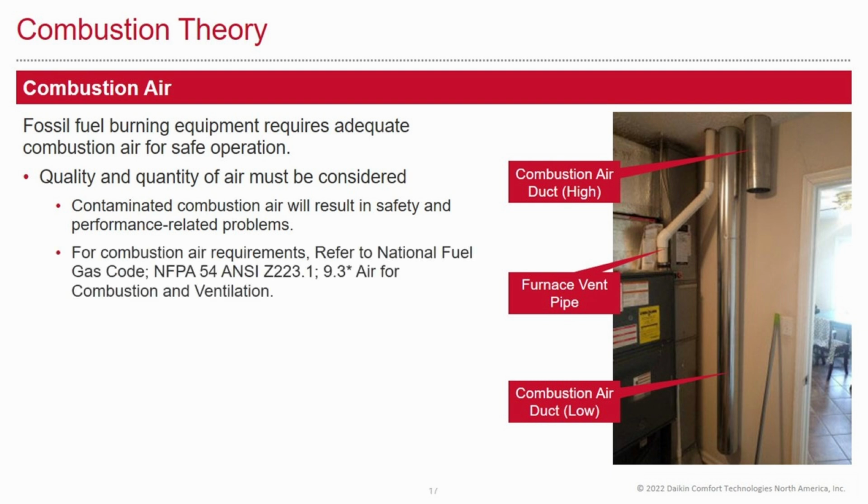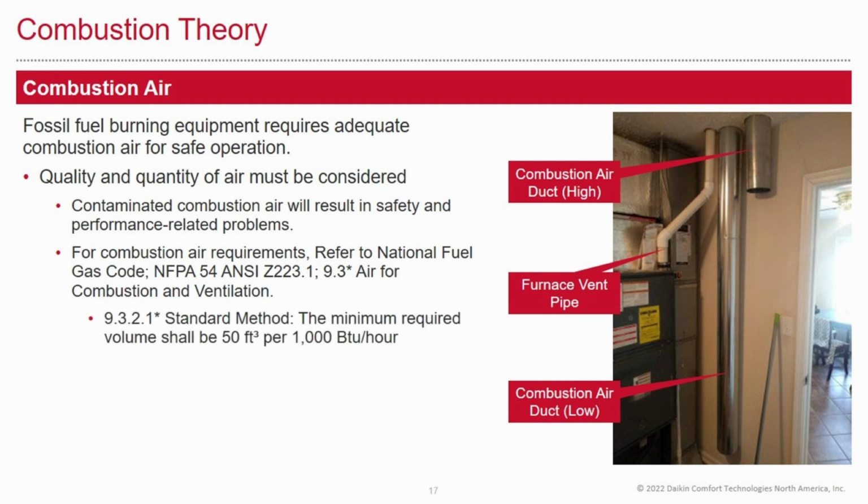For combustion air requirements, refer to the National Fuel Gas Code NFPA 54 ANSI Z223.1 9.3 Air for Combustion and Ventilation. 9.3.2.1 Standard Method. The minimum required volume shall be 50 cubic feet per 1,000 BTUs per hour. In the photograph, notice the high combustion air duct, the low combustion air duct, and the furnace vent pipe.